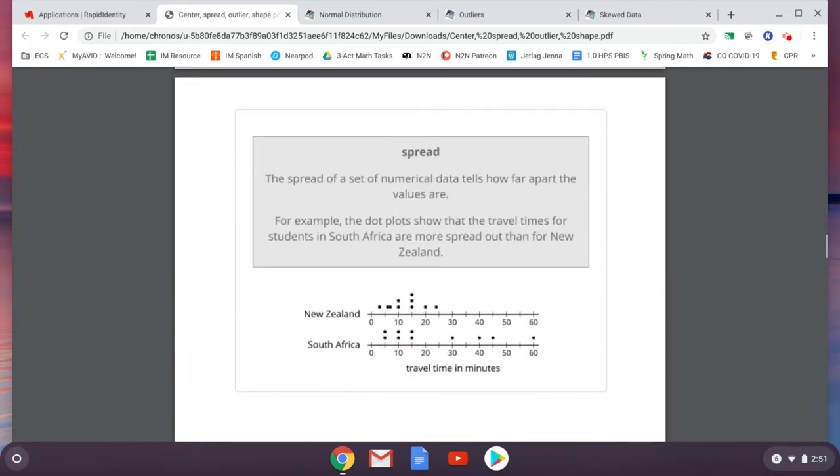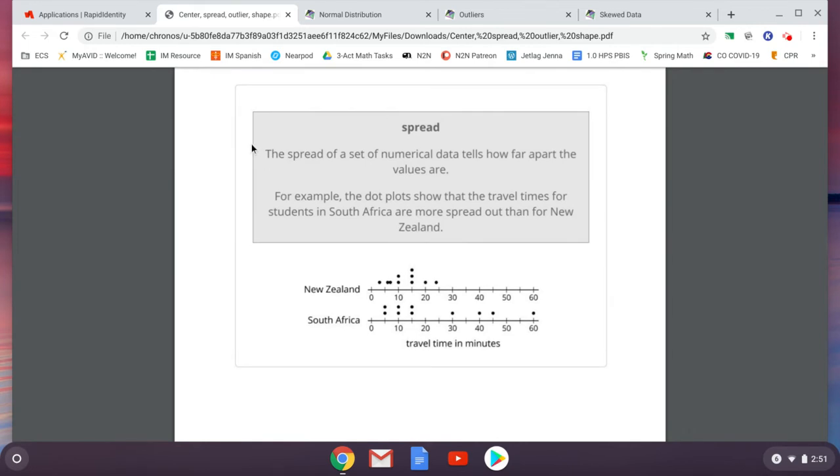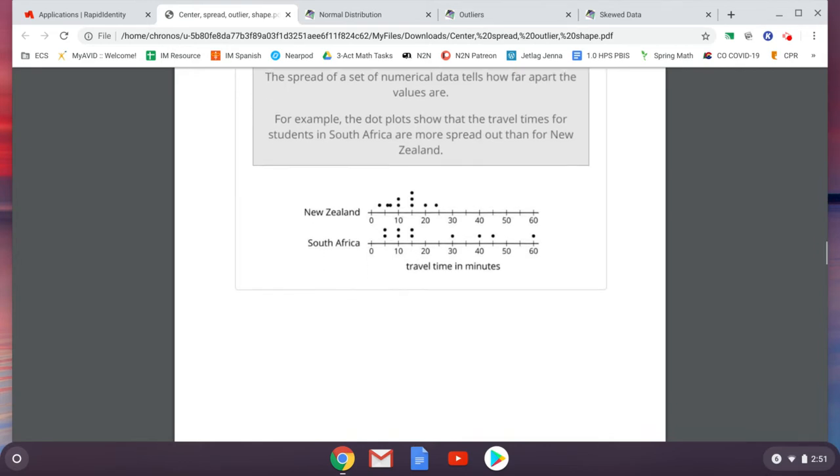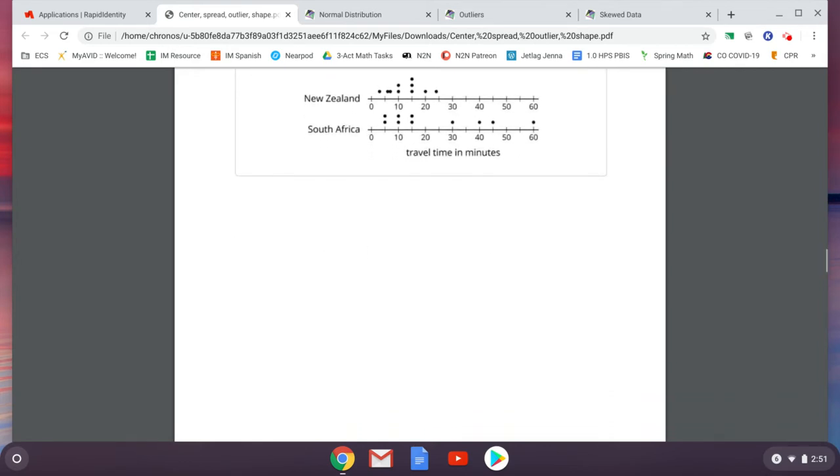So that brings us to our next definition. Again, you may want to pause the video, write down spread. The spread of a set of numerical data tells how far apart the values are. All right, and there's an example for you as well.